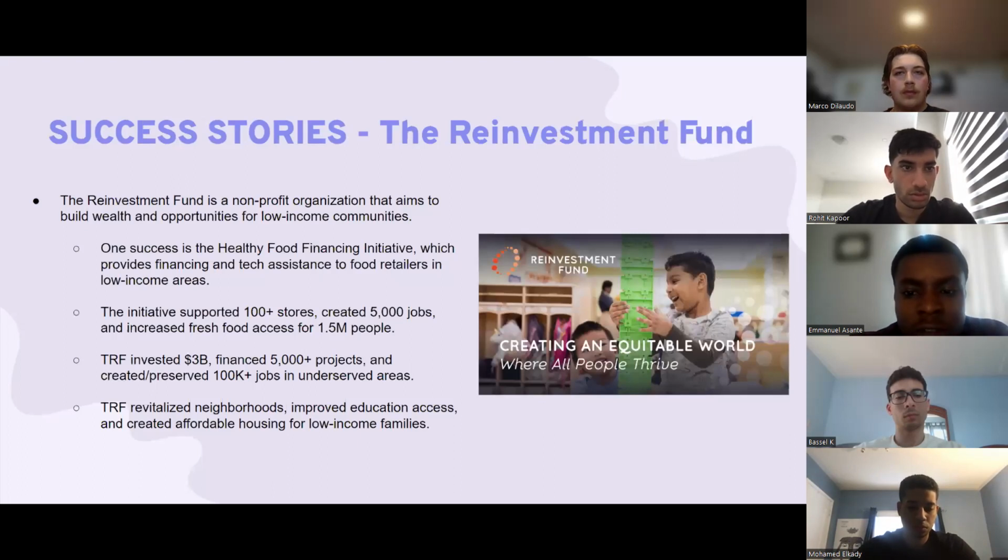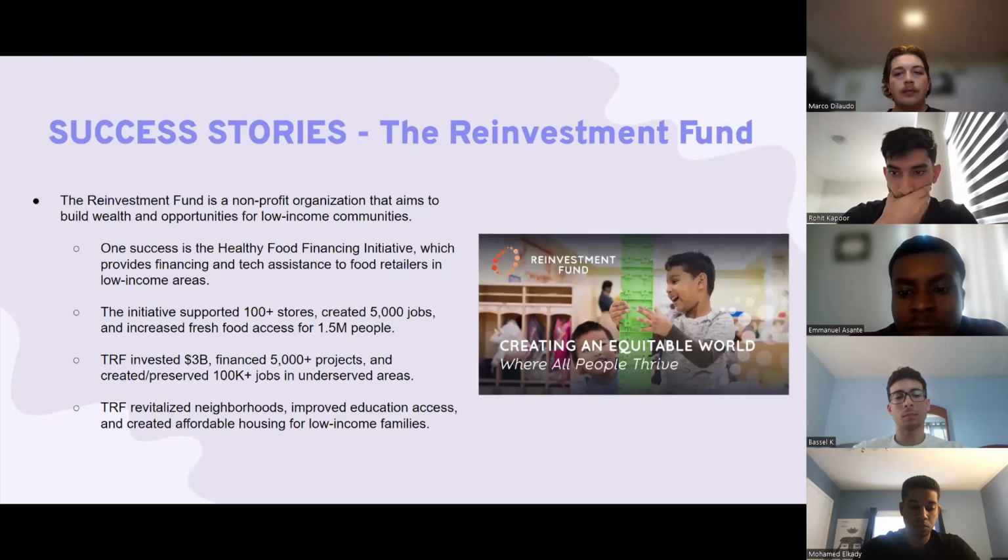One successful project undertaken by the Reinvestment Fund is the Healthy Food Financing Initiative. This initiative provides financing and technical assistance to grocery stores and other food retailers in underserved communities. The aim is to increase access to healthy and affordable food options in these areas, which are often referred to as food deserts. Through this program, the Reinvestment Fund has provided financing for over 100 grocery stores, creating over 5,000 jobs in the process. Additionally, the program has increased access to fresh produce and healthy food options for over 1.5 million people in low-income communities.